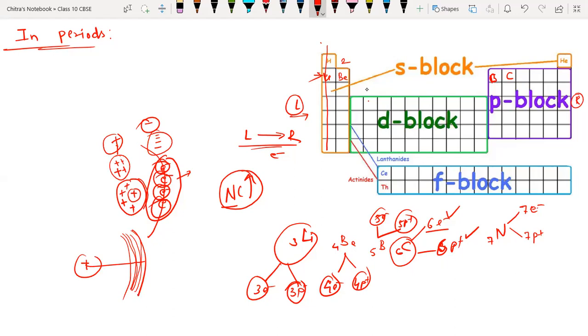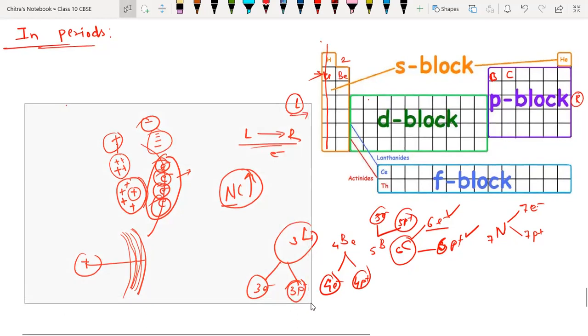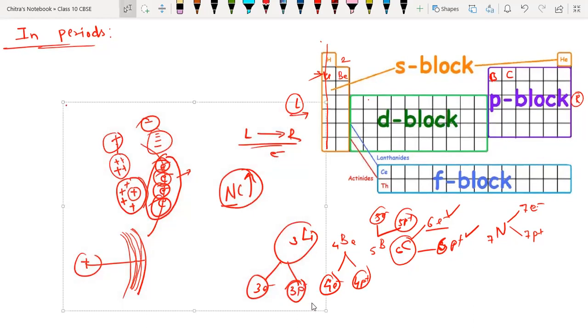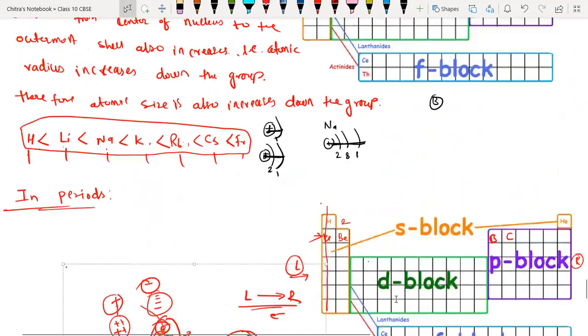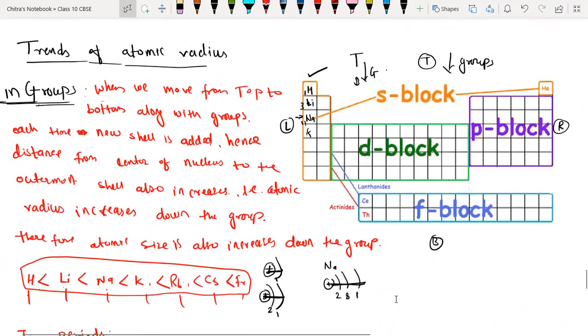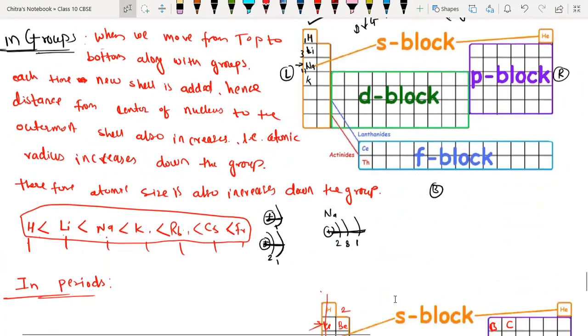Okay, so let me write the trend for atomic radius in period. So I'm just erasing that data. If you want to take a screenshot quickly. Done. Sir, can you scroll up? Yes, sir. I'll just take a screenshot of this. Okay, quick. Yes, sir. I'm done.